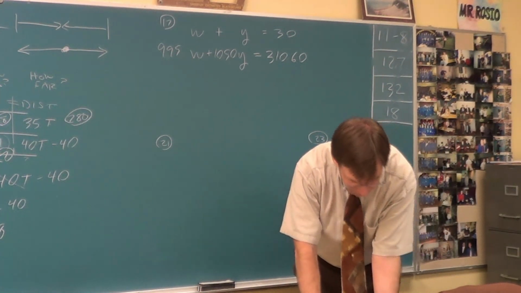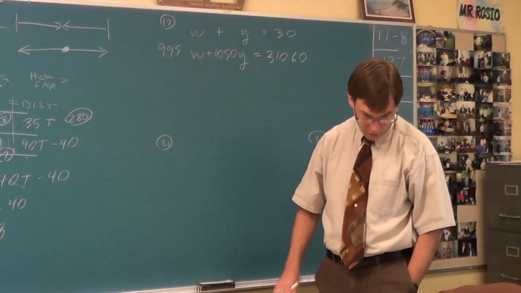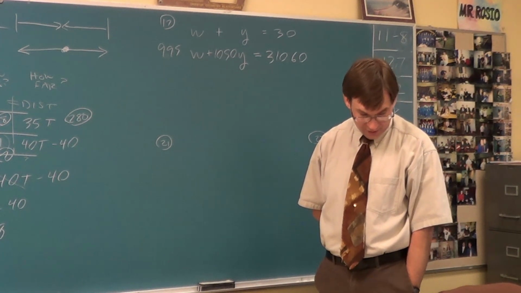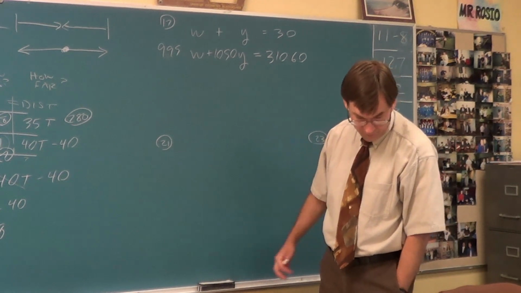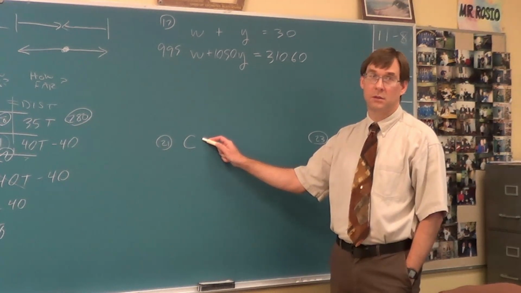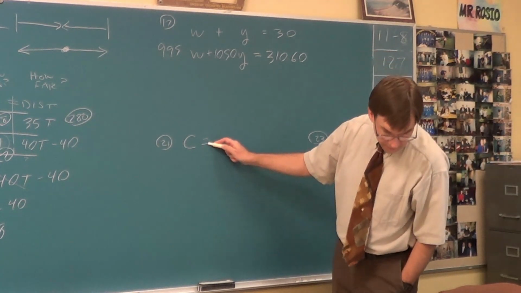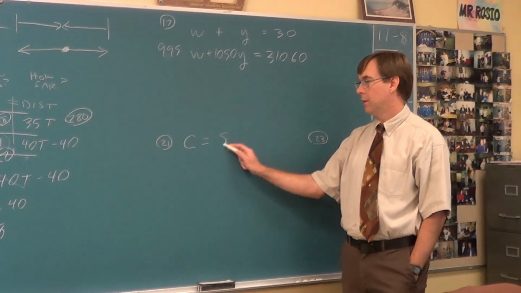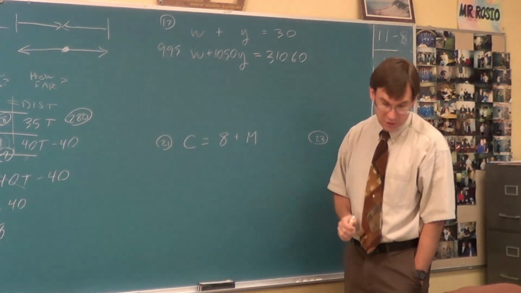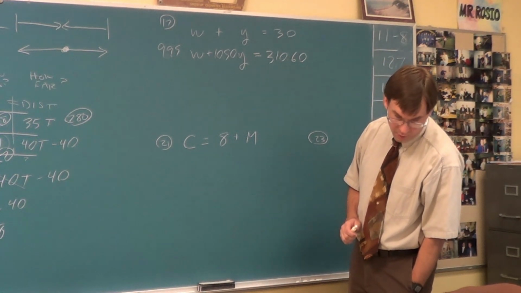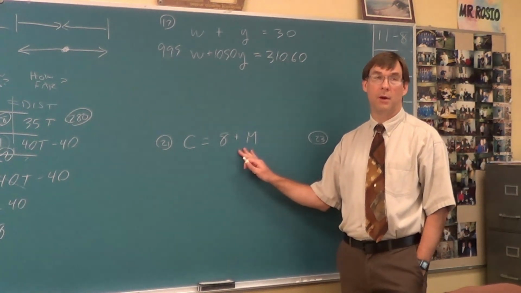21 and 22 are the same type, so I'll get you started on 21, 22. 21 is a lot like the first four in the sense that you just read the sentence and kind of math a little bit at a time. So I'm going to say C for Carlos equals 8 older than Maria, 8 plus M. So sentence 1 makes equation 1. Carlos is 8 years older than Maria. Anything about that?